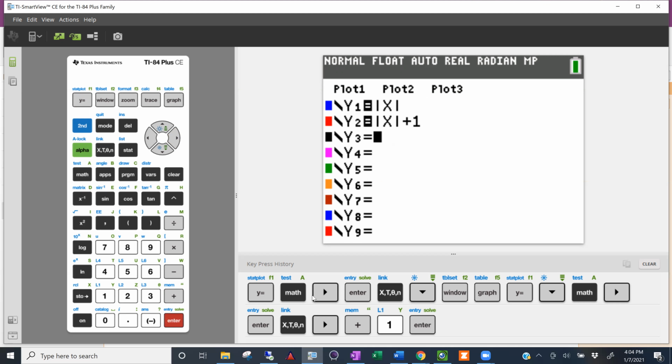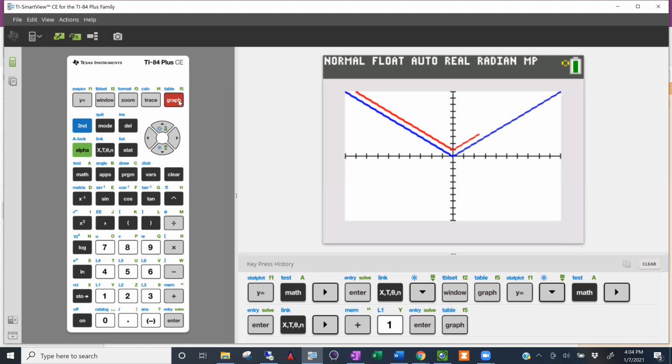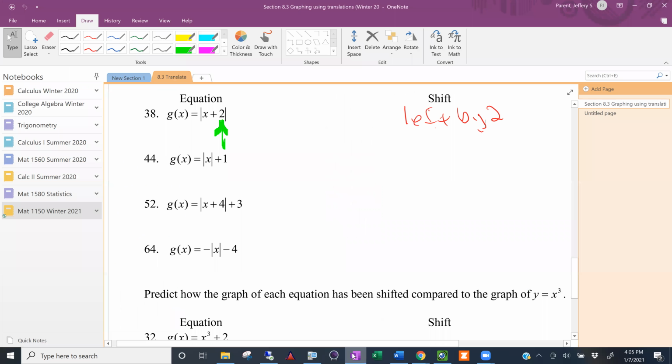Beautiful. Now, if you're kind of losing track of some of the things I did, you can see the key history that I have here down at the bottom. You can see exactly what keys I've been hitting. Let's press the graph key now, see what that looks like. And it's not quite as pretty as Desmos, but I think it still gets the job done. This has been shifted up. You can see it's been shifted up by 1. So let's take note of that. Up by 1.